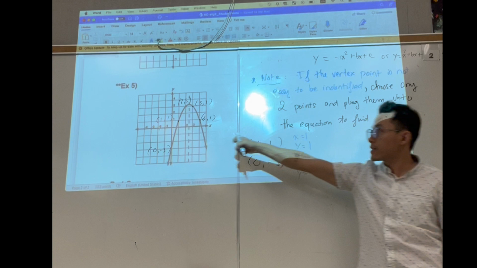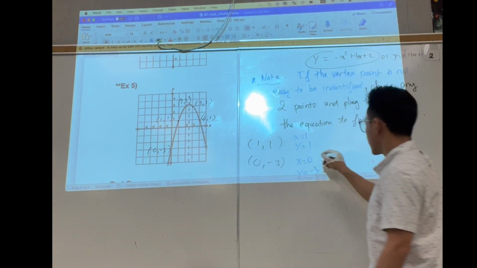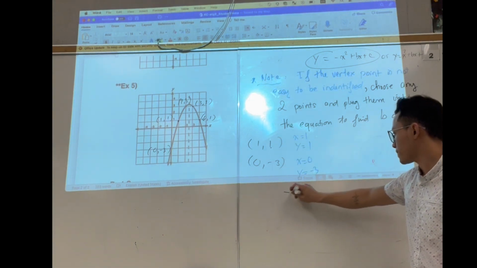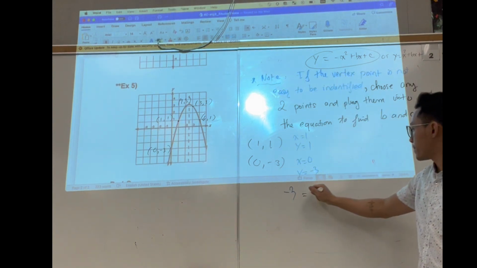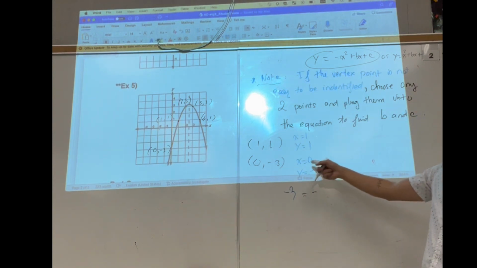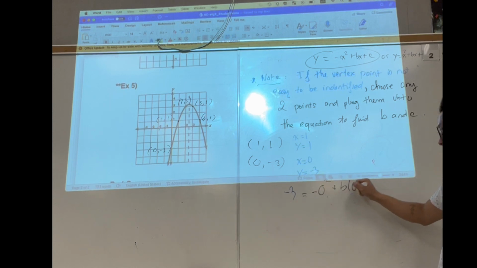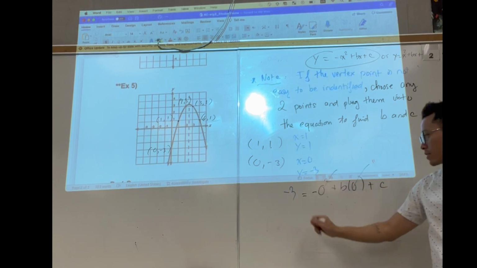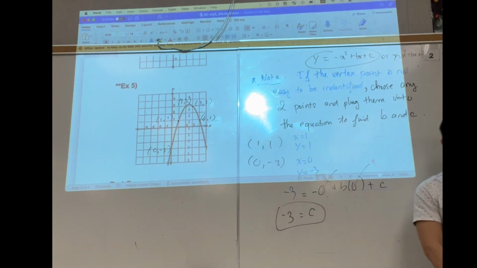Negative, right? Because this is downward. So plug in here. Y is -3, so -3 equals negative. Don't forget the negative. -x squared, but that's 0 squared, plus b times 0. See? Try the 0 first. You know what happened? This is gone. So c equals -3. Yeah?